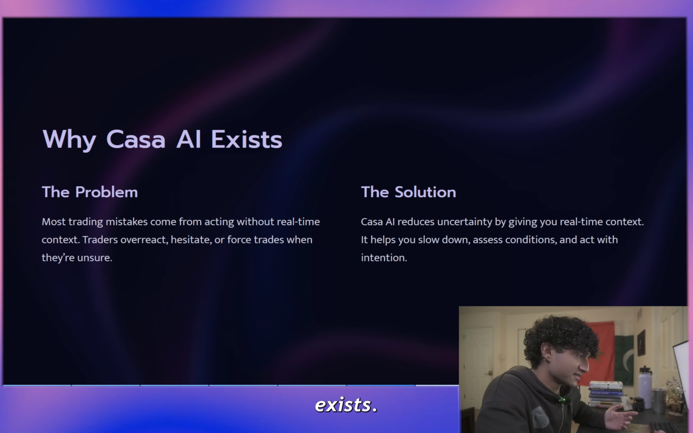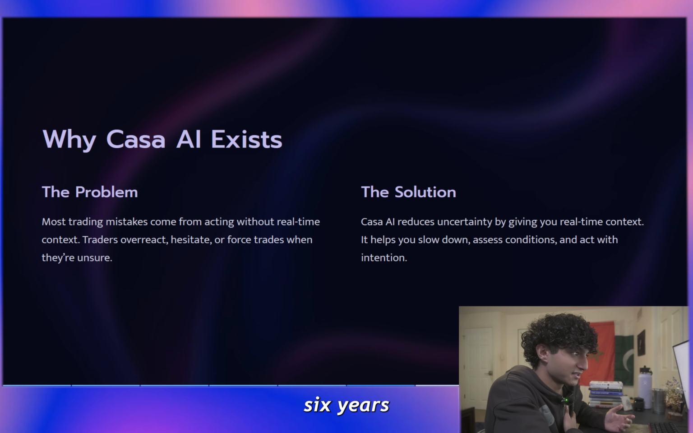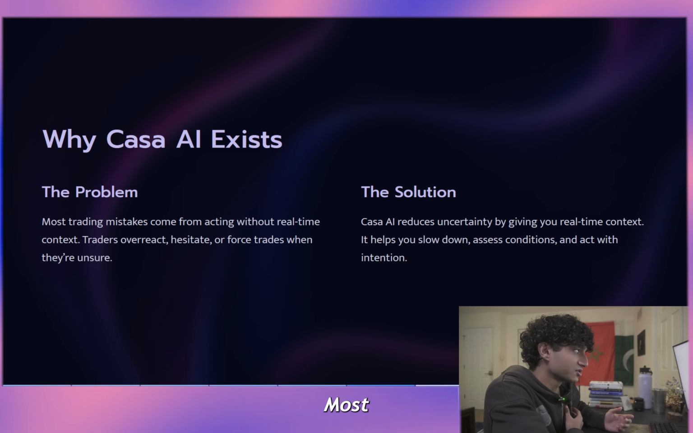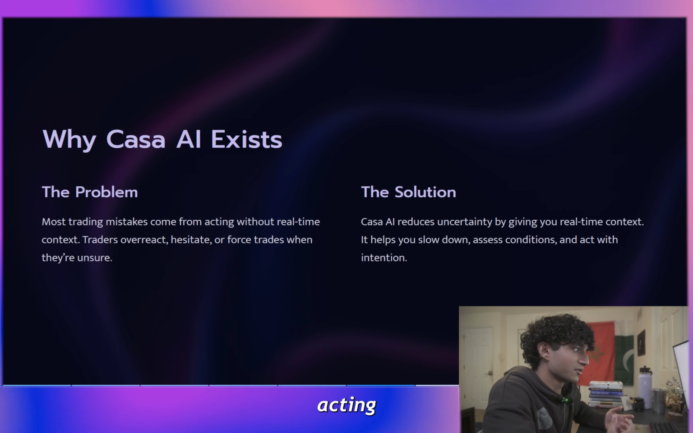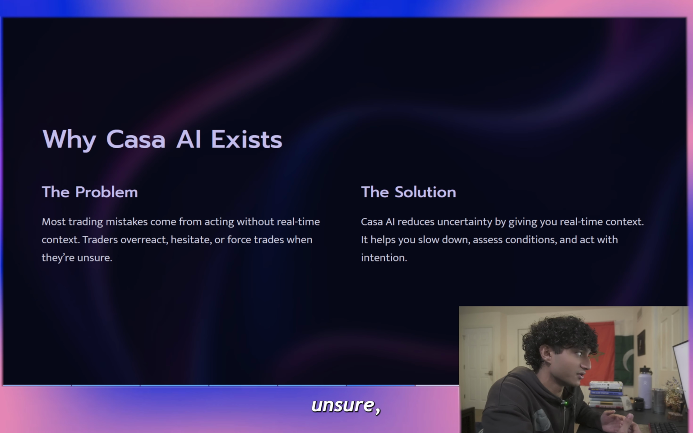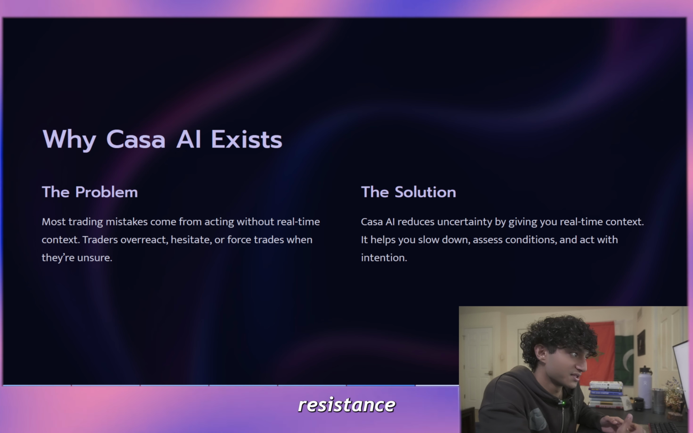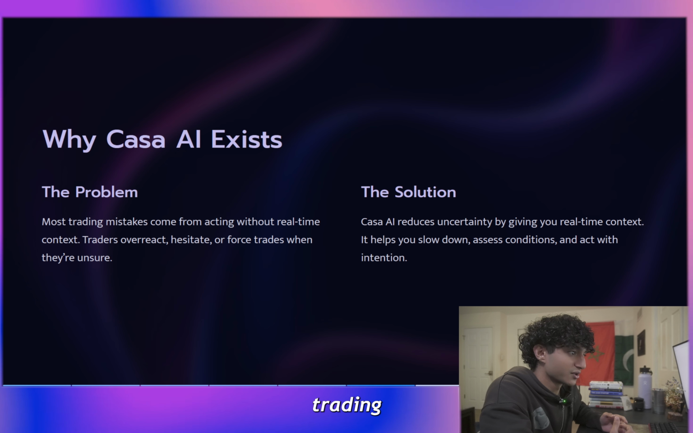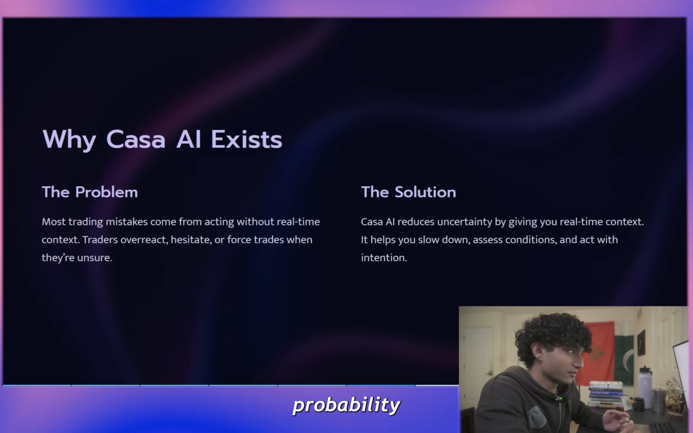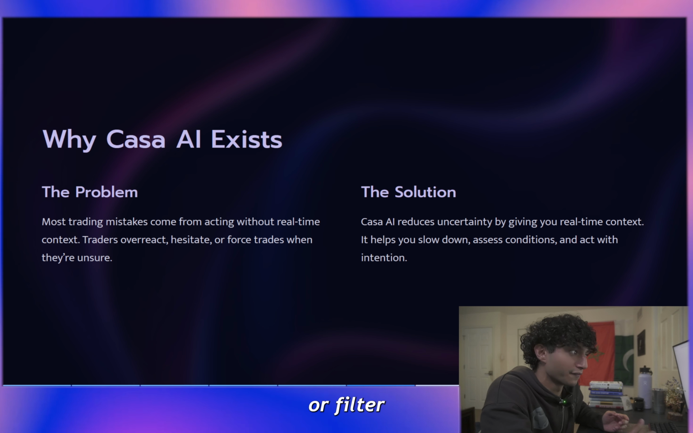Why Keza AI exists? So the problem, because I've been trading again since 2020, it'll be 6 years whenever this year ends. Most trading mistakes come from acting without real-time context. Traders overreact, hesitate, or force trades whenever they're unsure, right? And most importantly, overtrading during low resistance conditions, and overtrading as a whole, because whenever you're taking those low probability setups, you're taking unnecessary losses, and this is a way to gauge or filter that out.